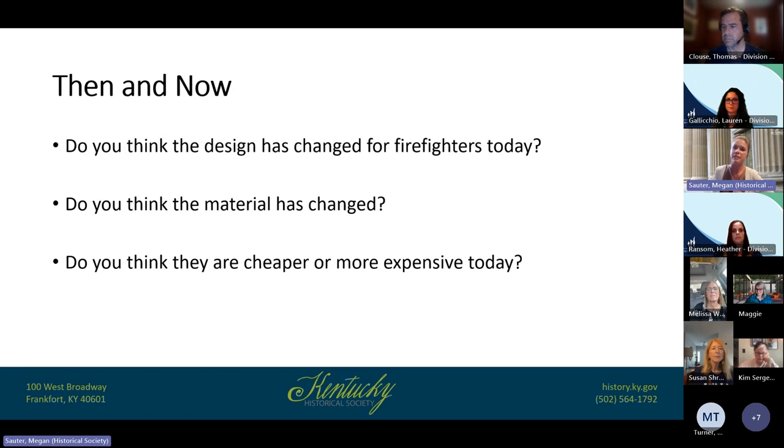All right, so now we're going to discuss change over time. So think about the firefighters you have seen today. Do you think the design has changed for firefighters today, thinking about that fire hood? So yes. Do you think the material has changed? And you can unpack those answers too. You can say, what makes you say that? Do you think they are cheaper or more expensive today?